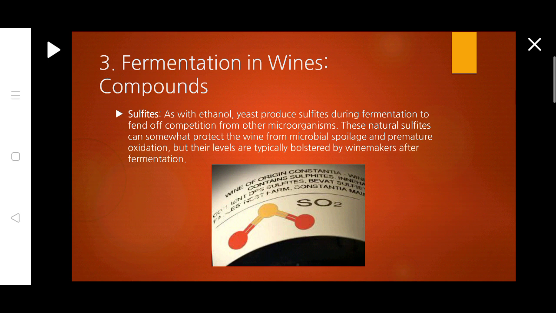Next are sulfites. As with ethanol, yeast produces sulfites during fermentation to fend off competition from other microorganisms. These natural sulfites can somewhat protect the wine from microbial spoilage and premature oxidation, but their levels are typically bolstered by winemakers after fermentation.